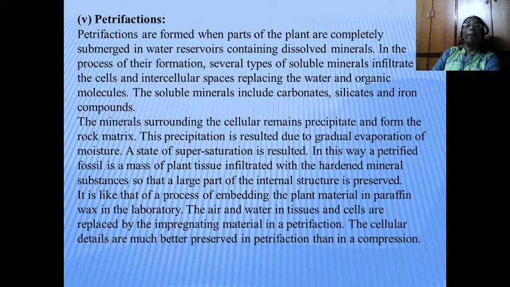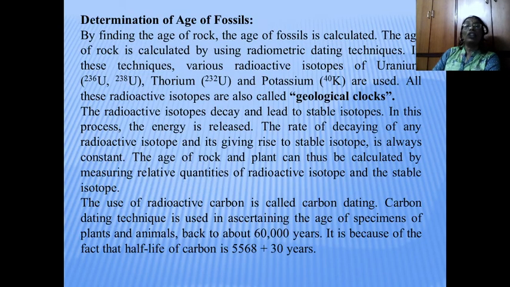In this way, a petrified fossil is a mass of plant tissue infiltrated with the hardened mineral substances so that a large part of the internal structure is preserved. It is like the process of embedding the plant material in paraffin wax in the laboratory. The air and water in tissue and cells are replaced by the impregnating material in a petrification. The cellular details are much better preserved in petrification than in a compression.